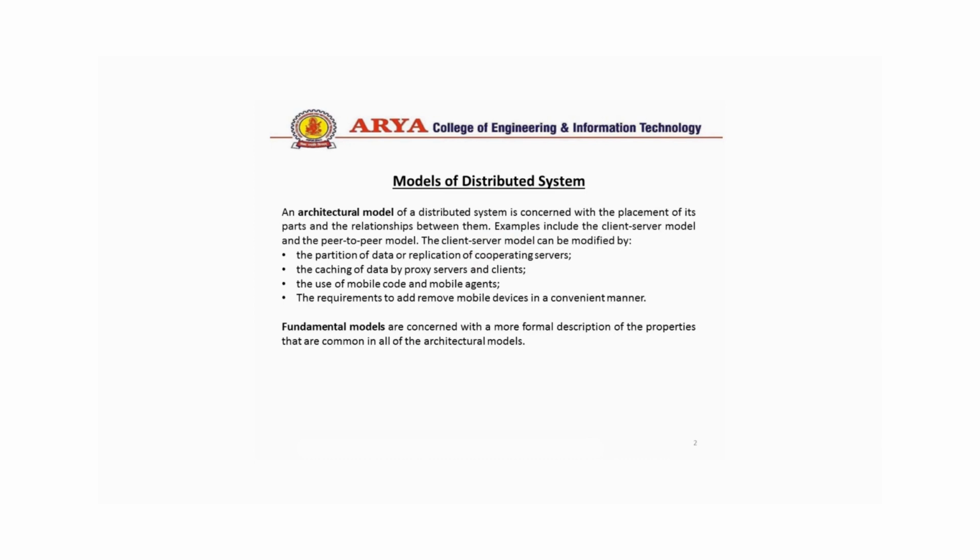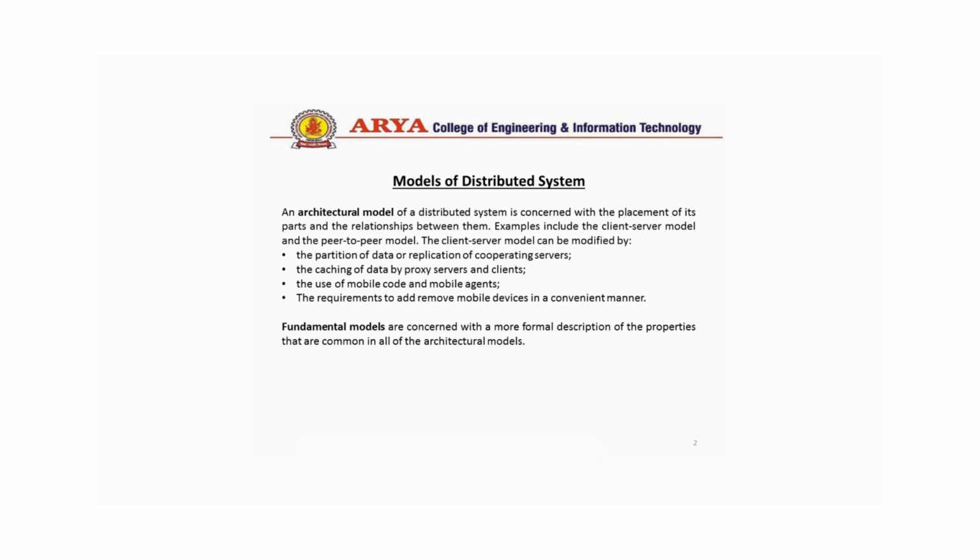An architectural model of a distributed system is concerned with the placement of its parts and the relationships between them, such as client-server model, peer-to-peer model. The client-server model can be modified by the partition of data or replication of cooperating servers, the caching of data by the proxy servers or clients, use of mobile codes, mobile agents, the requirement to add, remove mobile devices in a convenient manner. So basically the architectural model depicts the various components of a system and the dependency between them.